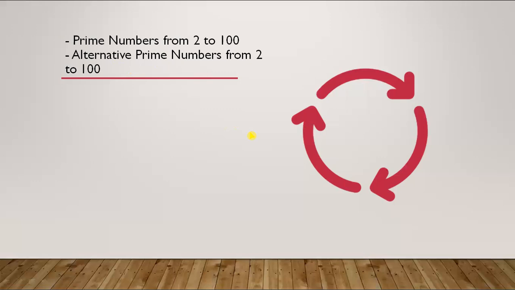In my previous video, I mentioned two ways of writing a prime number program. Today we're going to talk about one more way of writing it, and also get into printing prime numbers from 2 to 100 and printing alternative prime numbers from 2 to 100, right? So let us get into it.